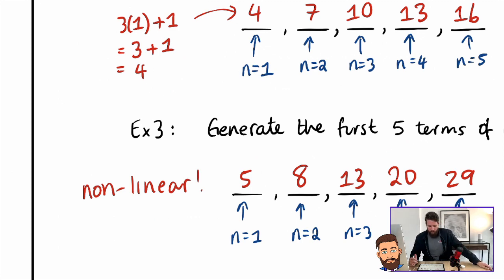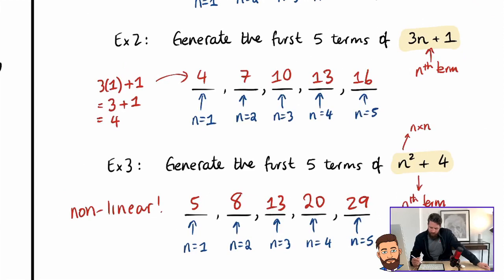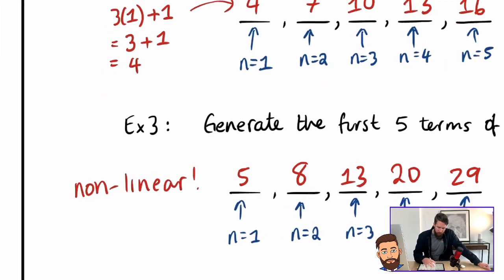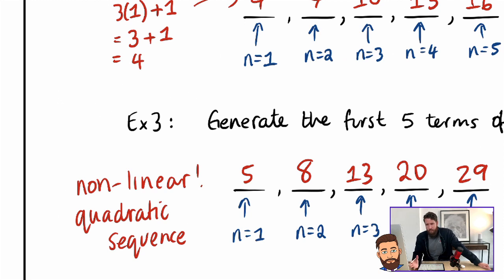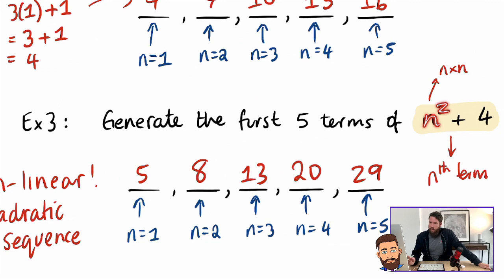It is non-linear because it is an n squared. This extra squared bit makes it non-linear. And you could add this note as well, it's a quadratic sequence. If you're in the lower years, you might not know what quadratic sequence means, and you don't necessarily need to right now. If you are in year 9, 10, you know what a quadratic is. And you know it is quadratic because it is n squared.